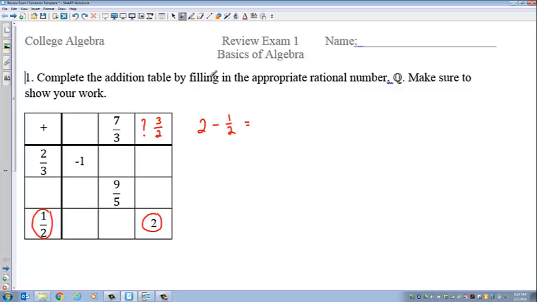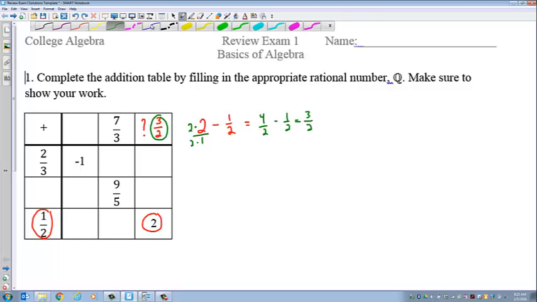And then you're going to multiply top and bottom to get a common denominator. So remember, this is really 2 over 1. So multiply the bottom by 2 and the top by 2. That gives us 4 over 2 minus 1 over 2. And so 4/2 minus 1/2 is equal to 3/2. And so that's how we find this to be 3/2.